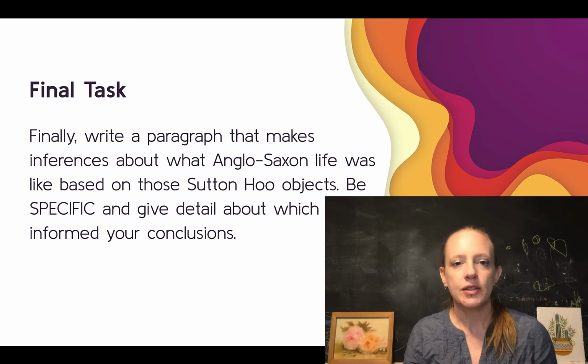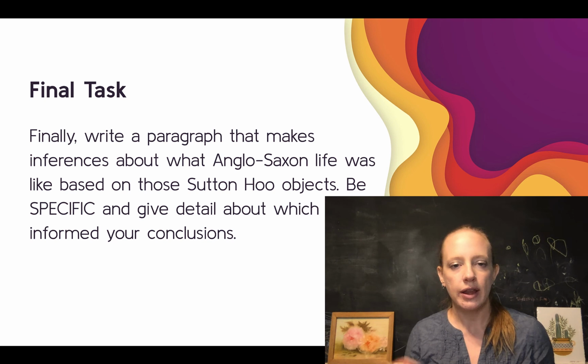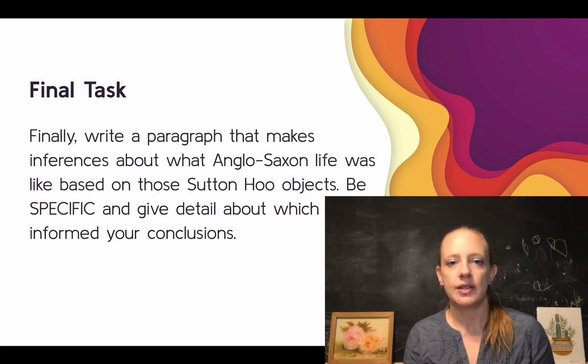Your final task is to write a paragraph that makes inferences about what Anglo-Saxon life was like based on those objects. So you're looking at these sort of like a window into the world of the people who lived during this time. Be as specific as you can and give lots of detail about which parts of the objects informed your conclusions. So again, you're drawing evidence from all these different pieces that you're examining and bringing it together to say, here's what Anglo-Saxon life was like. So I'm looking for a really solid paragraph with lots of detail.